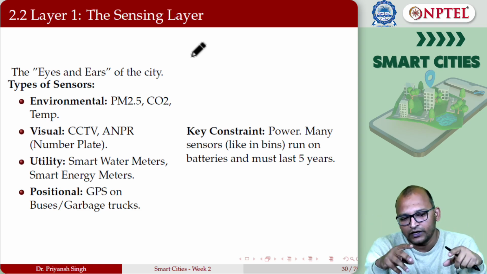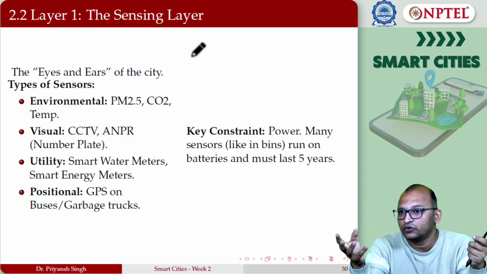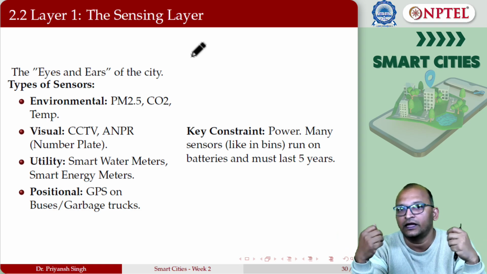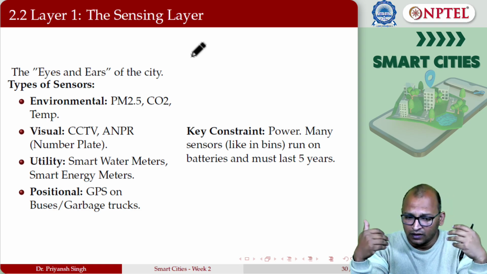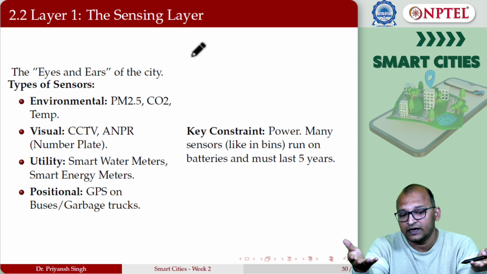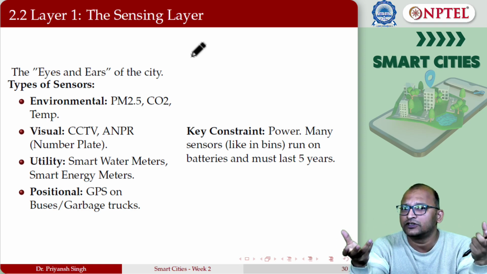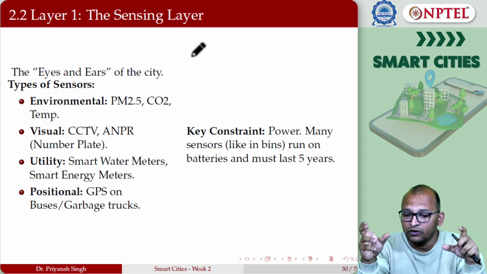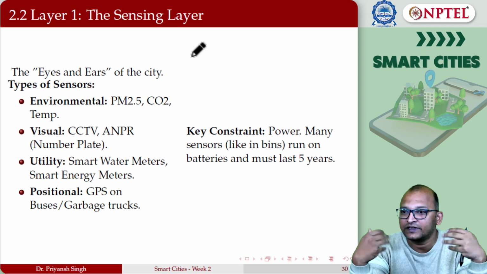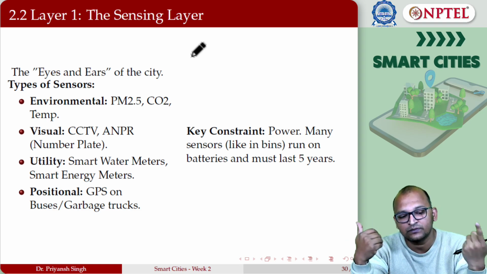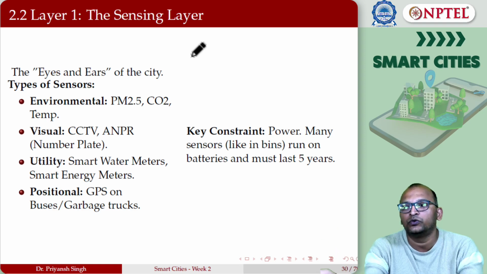The key constraint while using these kinds of sensors is power, because whatever sensor you use will consume some amount of power. If it is a CCTV camera, or environmental sensors to sense AQI, PM 2.5 or CO2, they will consume some amount of power. Now, power is something we cannot supply to every sensor, because there are certain sensors like smart water meters, or other sensors which are embedded into the layers.